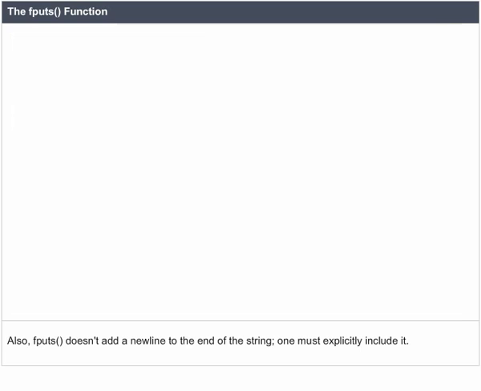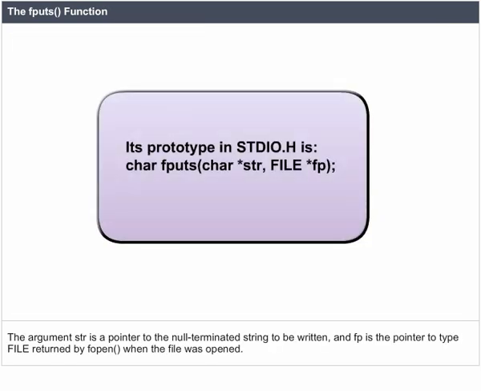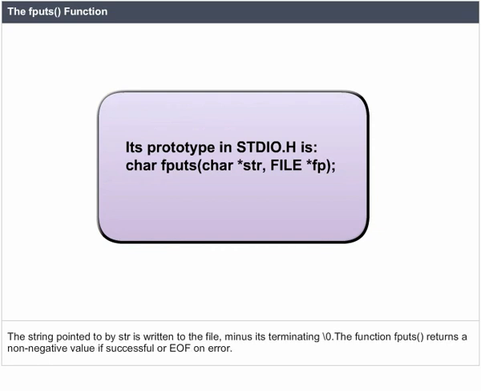The argument str is a pointer to the null terminated string to be written, and fp is the pointer to type FILE returned by fopen when the file was opened. The string pointed to by str is written to the file, minus its terminating \0. The function fputs returns a non-negative value if successful or EOF on error.